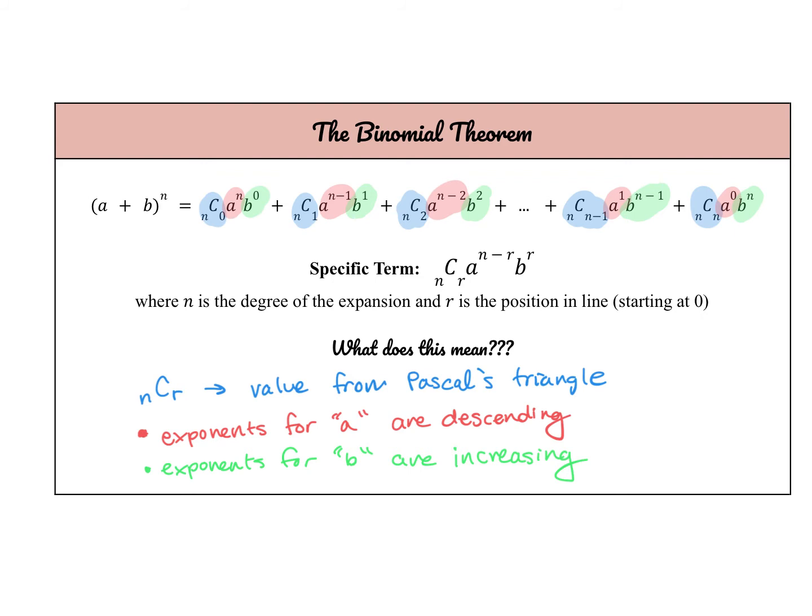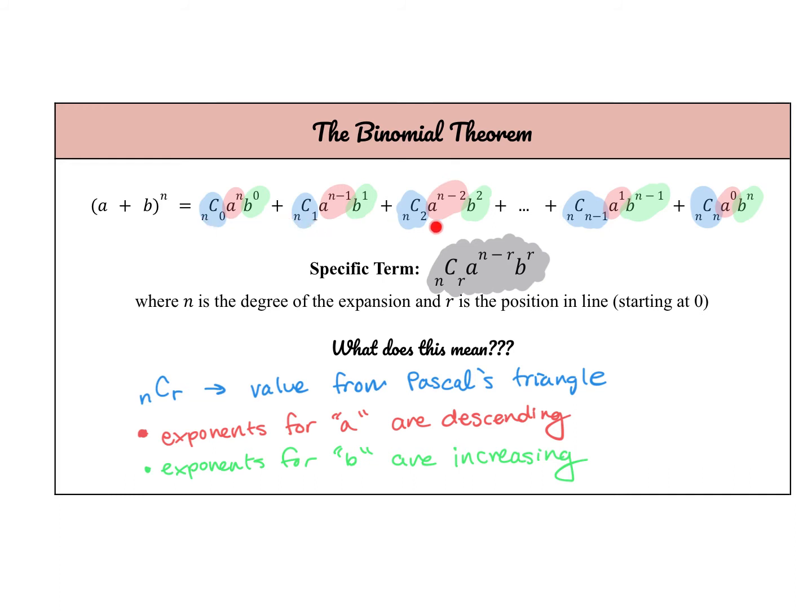Now, it is also possible to find a specific term of a binomial using this formula right here. This is kind of a general formula for any term of an expansion. So it's n choose r times a to the power of n minus r times b to the power of r.